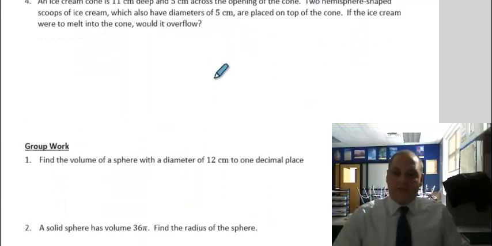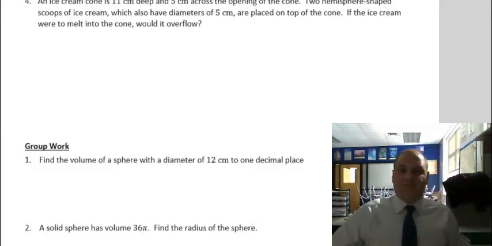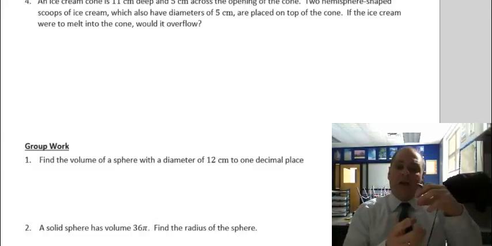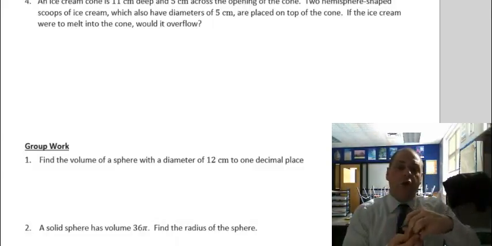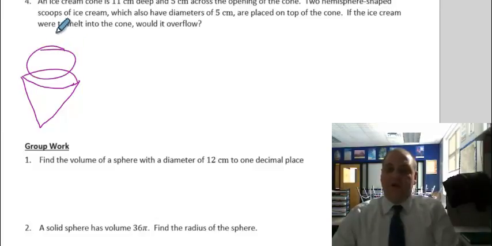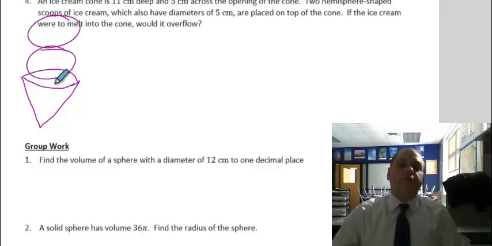All right, and last one here. An ice cream cone is 11 centimeters deep and 5 centimeters across the opening of the cone. 2 hemisphere-shaped scoops of ice cream, which also have diameters of 5 centimeters, are placed right on top of the cone. If all that ice cream were to melt into the cone, would it overflow? So this is an interesting problem. I have this cone, waffle cone, right? And then I have 2 scoops of ice cream that are going to go on top. Plop, plop, right?